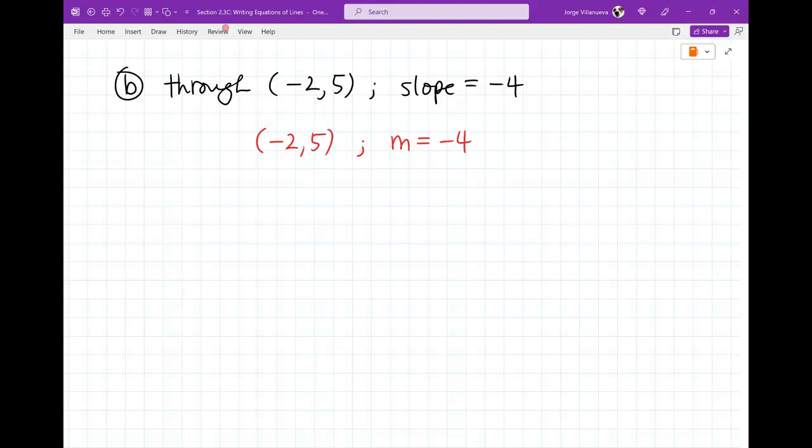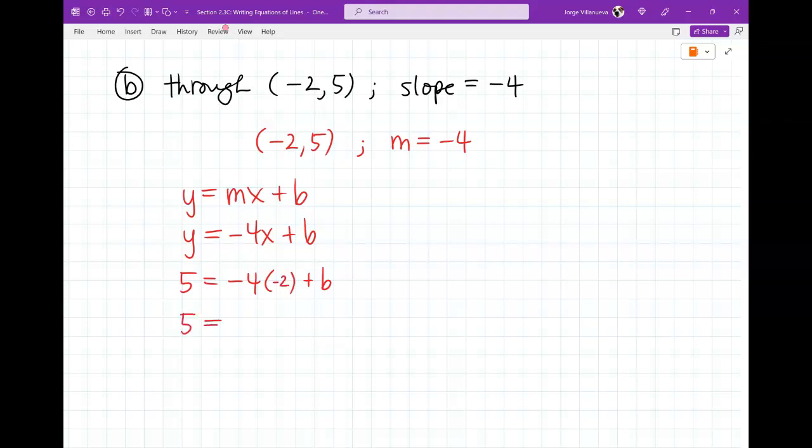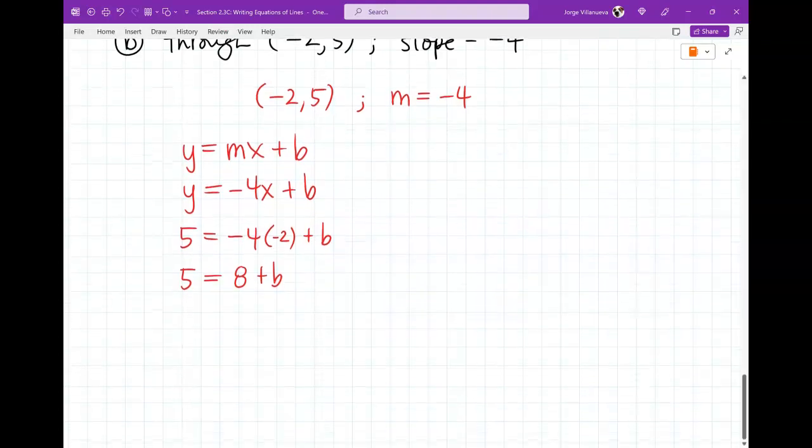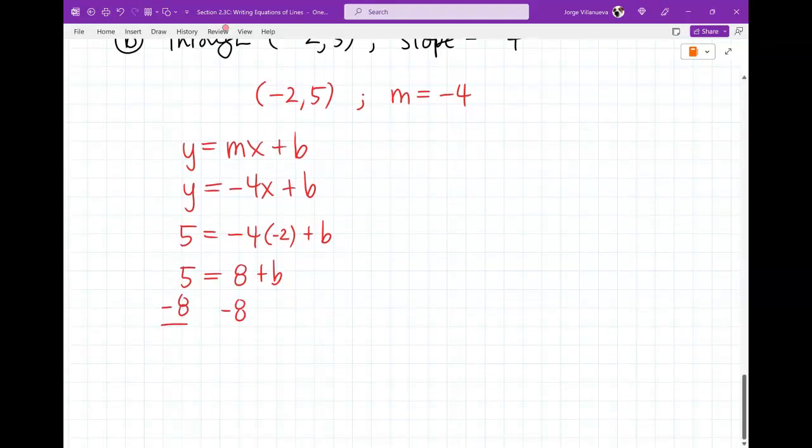Okay? So y equals mx plus b. I know what m is, negative 4x plus b. I don't know what b is, so I'm going to plug my point into that equation so I can figure out what b is. So my point is x is negative 2 and y is 5. So here we go. 5 equals negative 4 times negative 2. So that's 5 equal to 8 plus b. And then subtract 8 on both sides to solve for b. So I get negative 3 equals b.